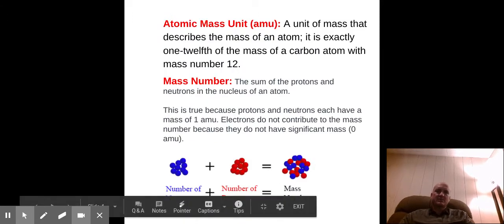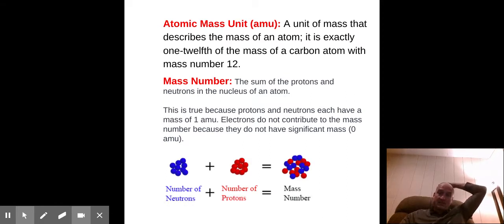Atomic mass units. This is a unit of mass that describes the mass of an atom. It's exactly 1/12 the mass of a carbon atom with mass number 12. What's mass number? Mass number is the sum of protons and neutrons. Remember we said neutrons and protons both have a mass of 1 AMU, and electrons don't have a mass. So all we need to do to find the mass number is add up protons plus neutrons. That will give us what we call the mass number.